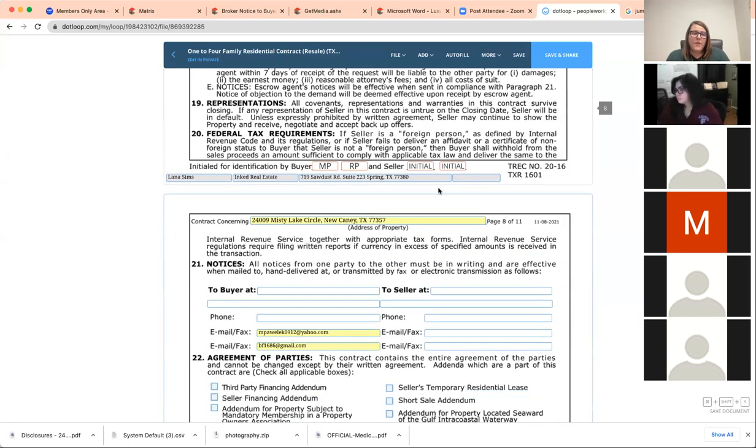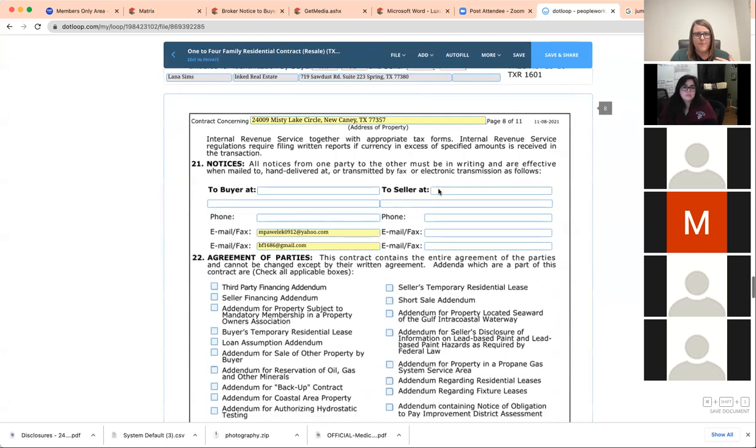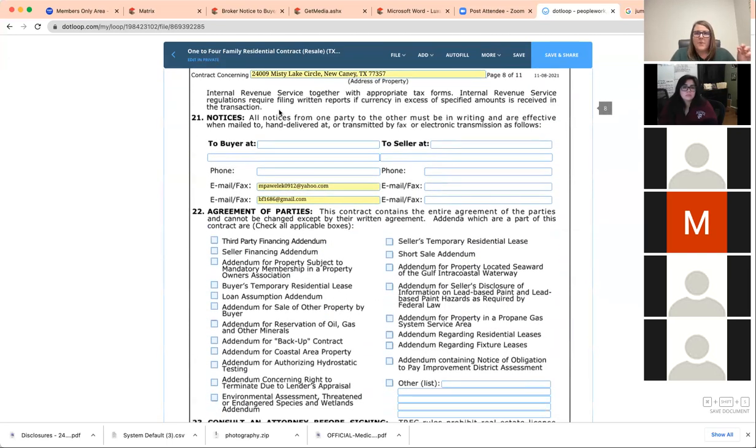Okay, if it's a foreign person, just note that they are going to have to withhold funds on the seller side. So if the seller is a foreign national, the title company will automatically, I believe, retain 30% of their proceeds for tax purposes, and then they go through a process to release those funds to them. I know we're 5 minutes over, we're almost done.